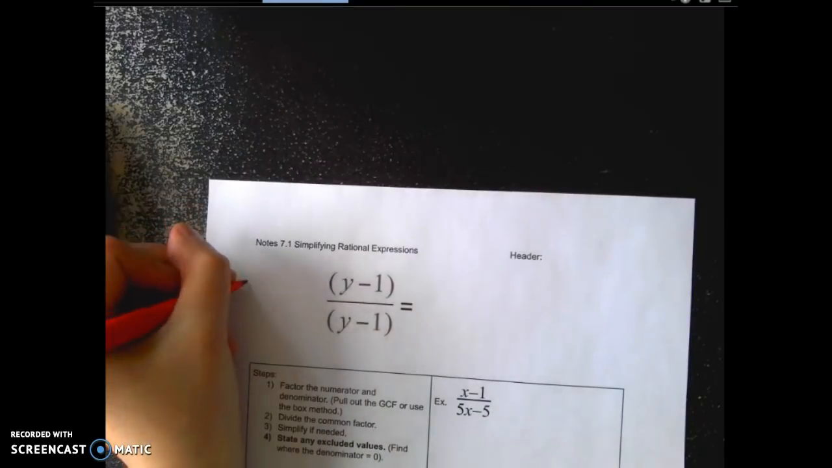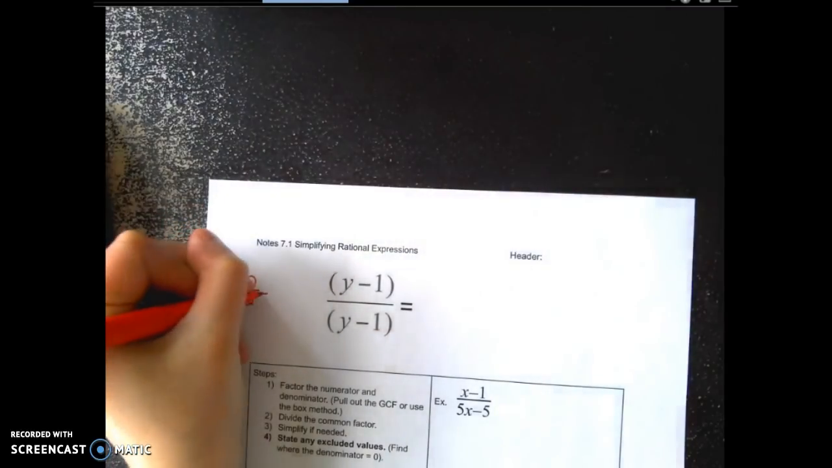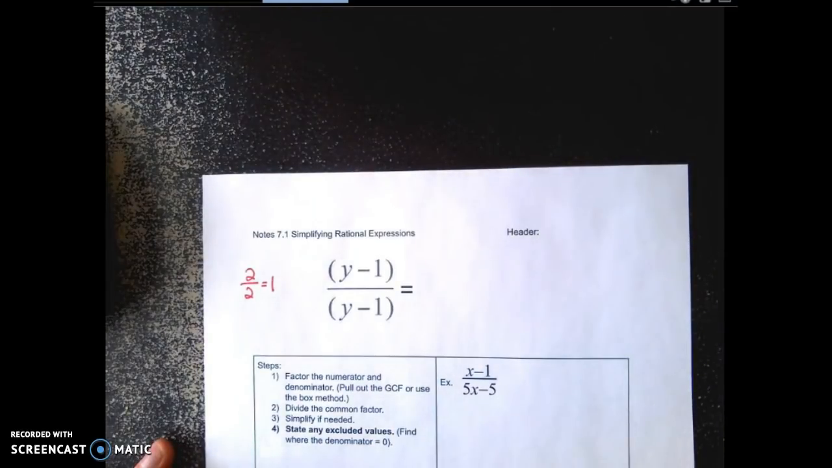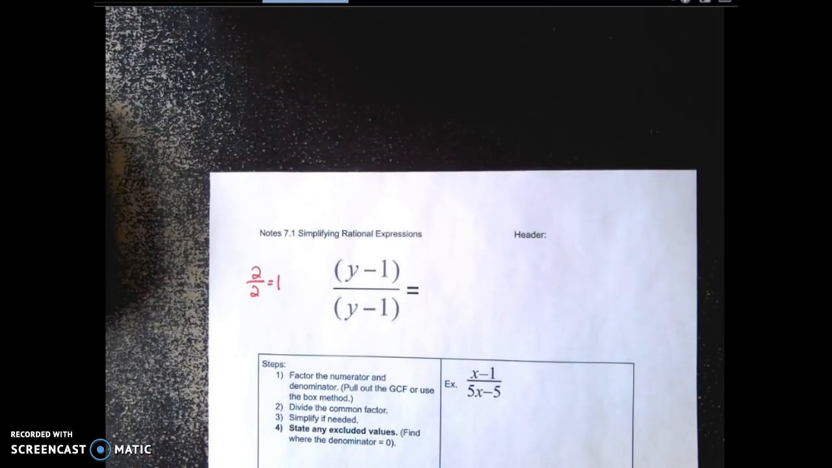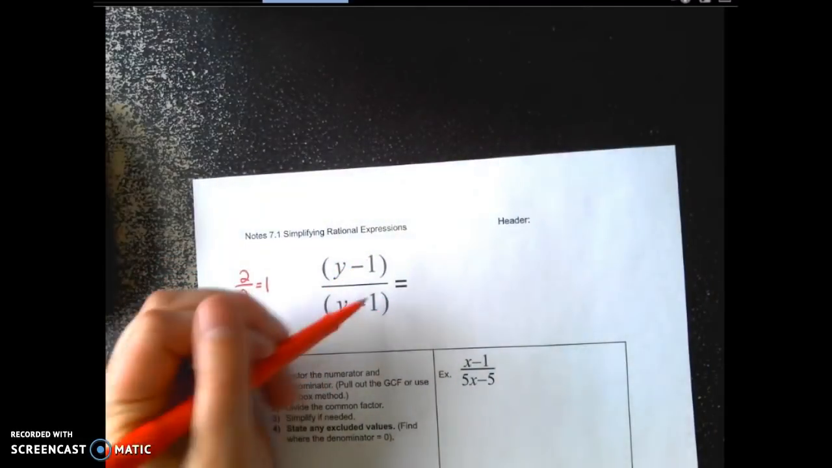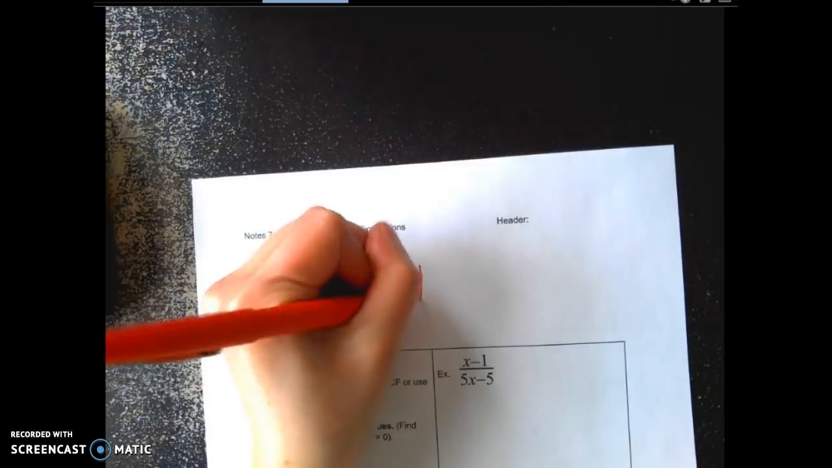Well, early on, maybe 3rd grade, 4th grade, we learned that a number divided by a number is 1. So a fraction, 2 divided by 2 is 1. So really, we're just looking here at the same thing divided by the same thing, which is actually going to give us 1 as well, okay?